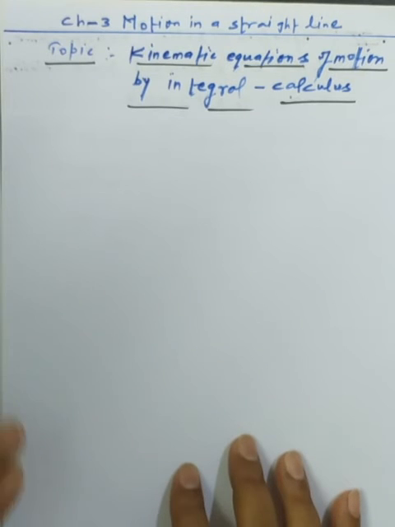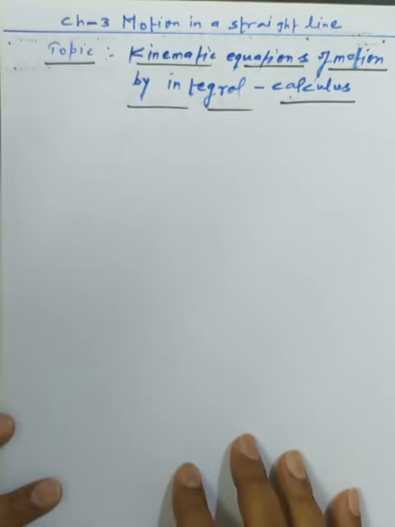Now, dear student, chapter number 3, motion in a straight line, and today we have the topic kinematic equations of motion by the integral calculus. It's a very simple method, and already we have discussed the graphical method, in which we have discussed the three equations of motion.